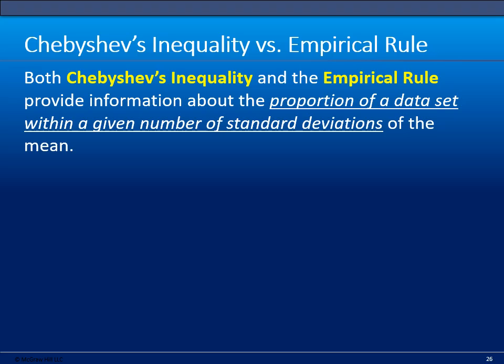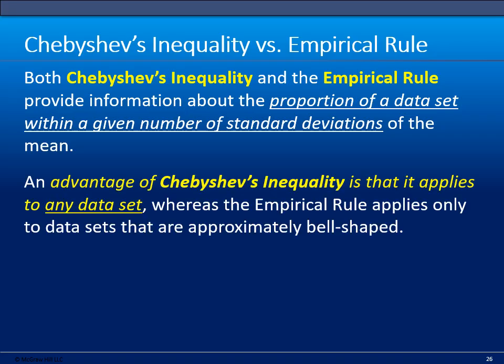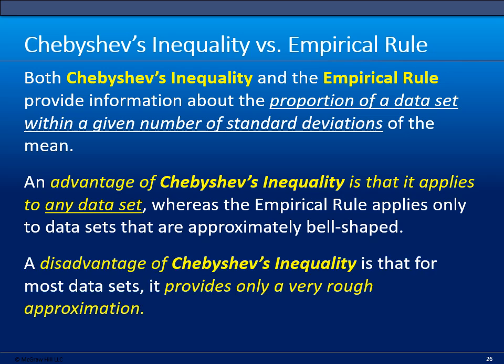Both of these principles or rules or identities provide information about the proportion of a data set within a given number of standard deviations of the mean. Again, an advantage of Chebyshev's is that you can use it for any data set, where the empirical rule you have to have an approximately bell-shaped curve. The disadvantage, of course, is that it's much less reliable, more of a rough approximation versus the empirical.